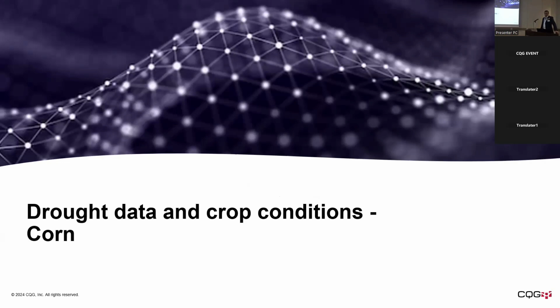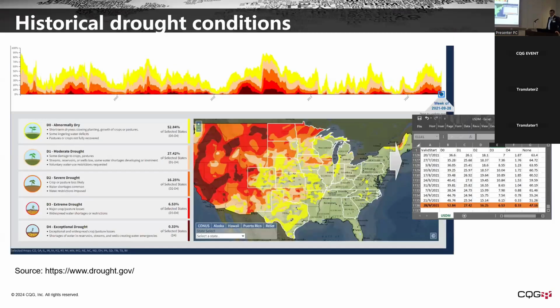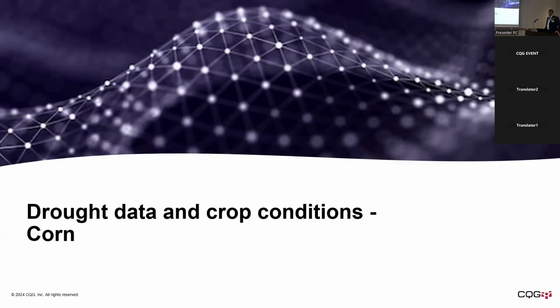So we'll start with the drought data and the crop condition on corn. So the droughts obviously have a direct effect on the prices of various commodities, especially the ones that we're going to be looking at. So obviously, the amount of water that the crops receive has an obvious impact on the yield and obviously the supply of all those commodities.